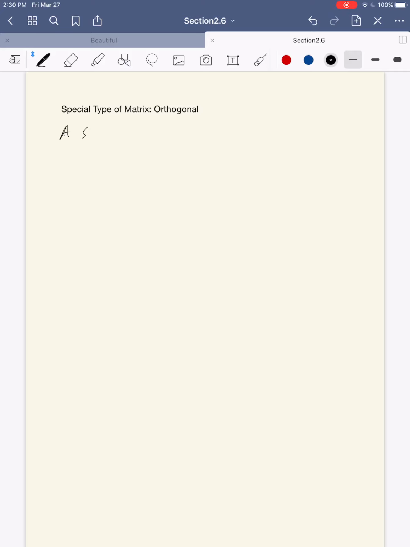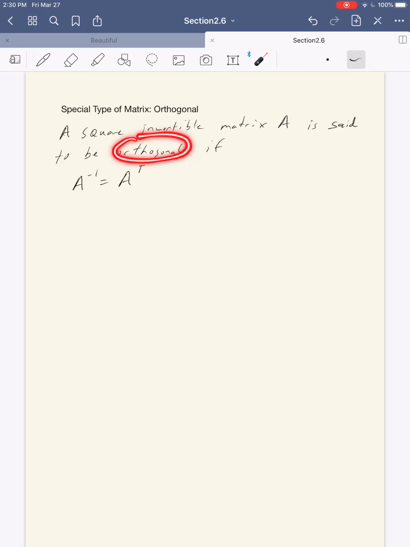So a square invertible matrix A is said to be orthogonal if A inverse is equal to A transpose. So you call a matrix orthogonal if it's an invertible matrix that has the special property that its inverse is its transpose. So let's see a quick example of one of those.